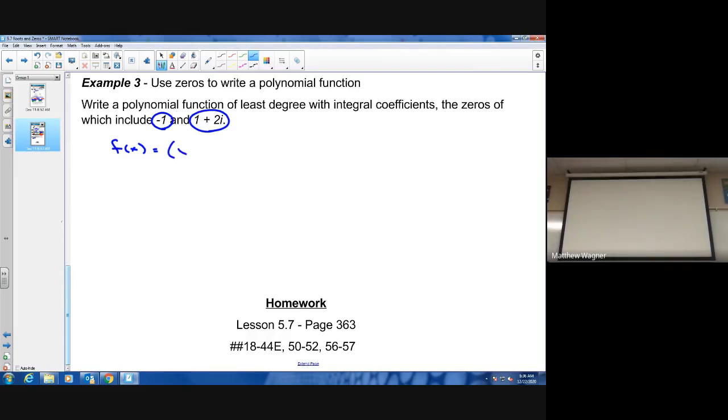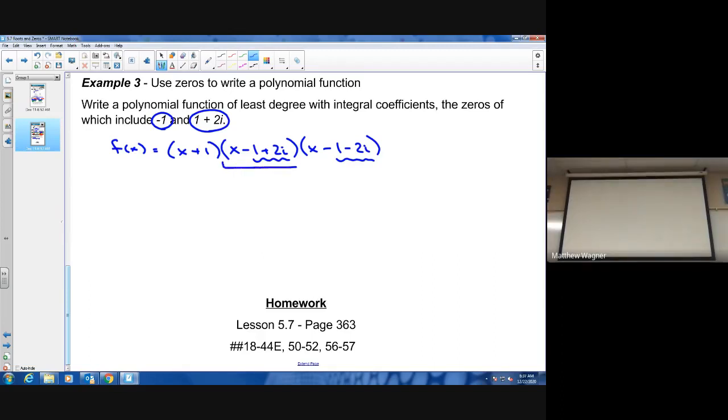Well, if my answer is -1, I know that one of my factors has to be x plus 1. We do the same thing with this answer. So x minus 1 plus 2i. But keep in mind, complex answers always come in pairs. So if I have x minus 1 plus 2i, I need to have x minus 1 minus 2i. Complex answers always come in pairs. Now this looks a little confusing because we want to write our function, but we have i in the problem.